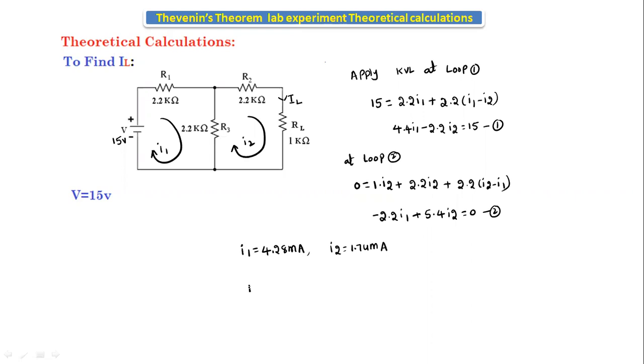From this we can say that the load current IL is equal to the current passing through this branch, I2, that is equal to 1.74 milliamps. Okay, the load current IL value at 15 volts is 1.74 milliamps.